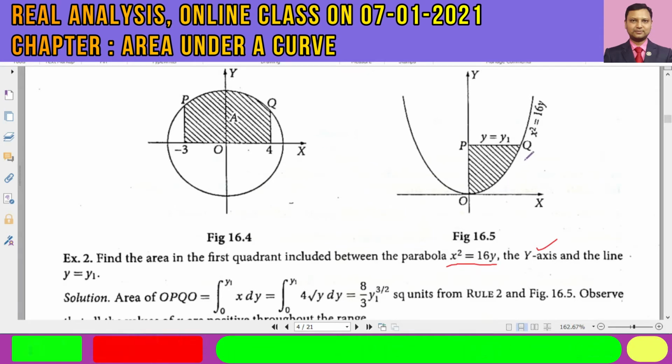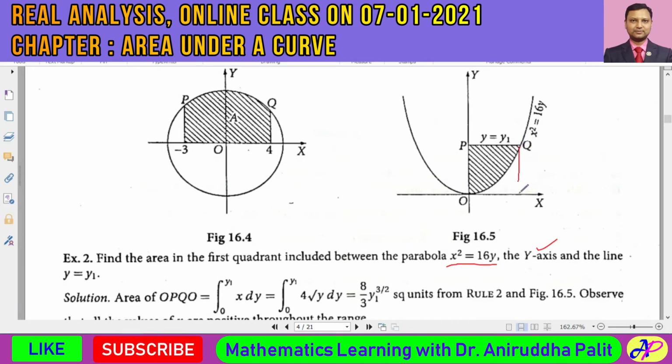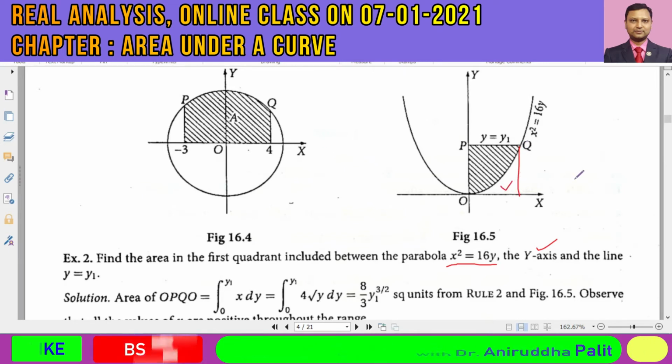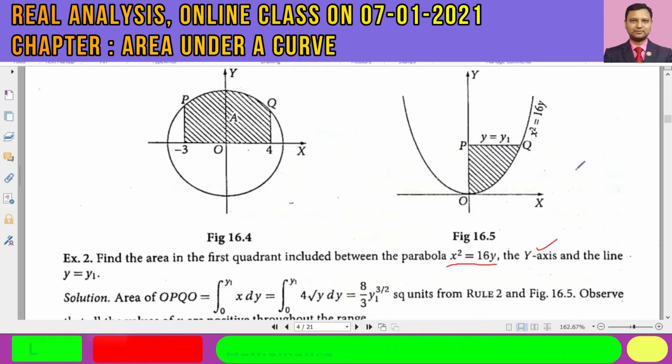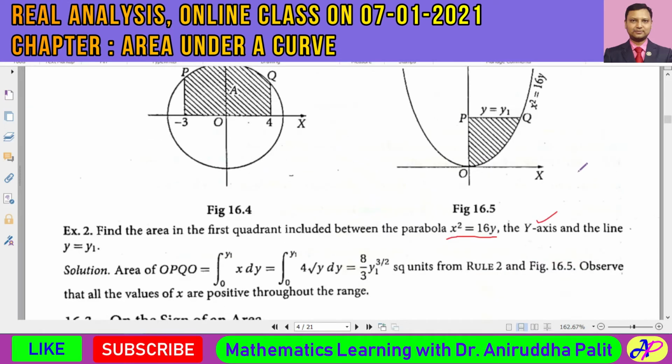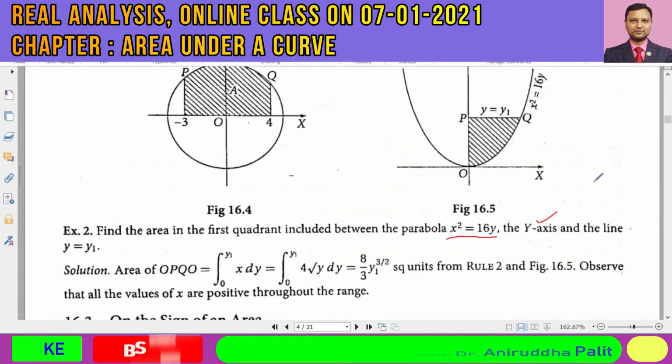If it is the area bounded by x-axis, then we will have to consider this kind of area. Okay, and over here it is given that the area should be bounded by y-axis. Therefore this much shaded region is to be computed. The area of this much shaded region is to be computed over here.